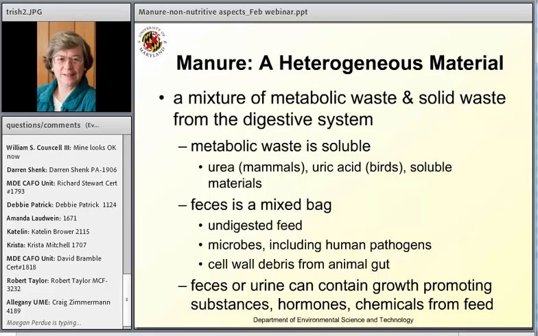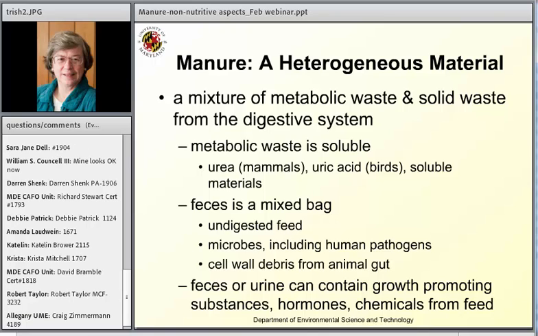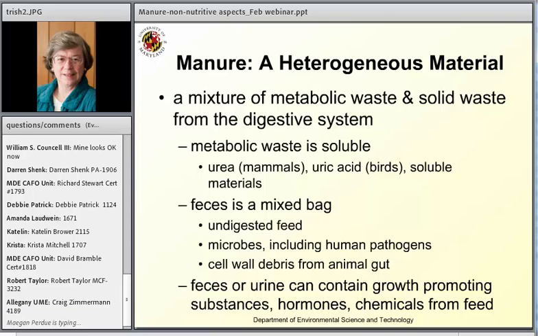Okay, well, first of all, let's realize that manure is a very heterogeneous material. It contains the metabolic waste of the animal. That would be the waste from our kidneys, for example. In the case of mammals, that material is going to be urea. In the case of birds, that will be uric acid. But the urine or the metabolic waste of an animal also contains a whole array of other soluble materials that the organism is ridding itself of also.